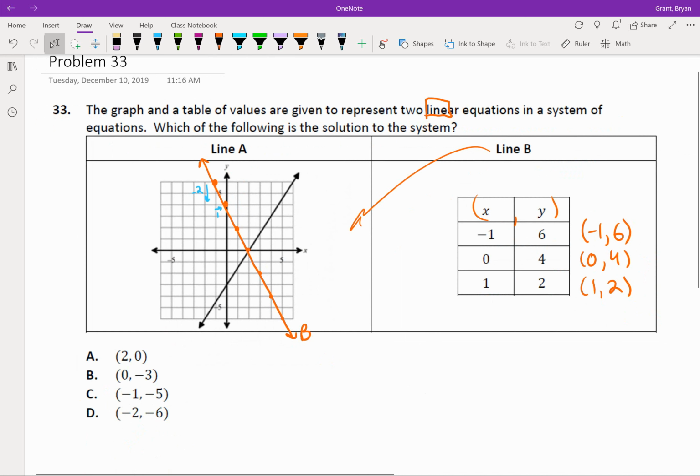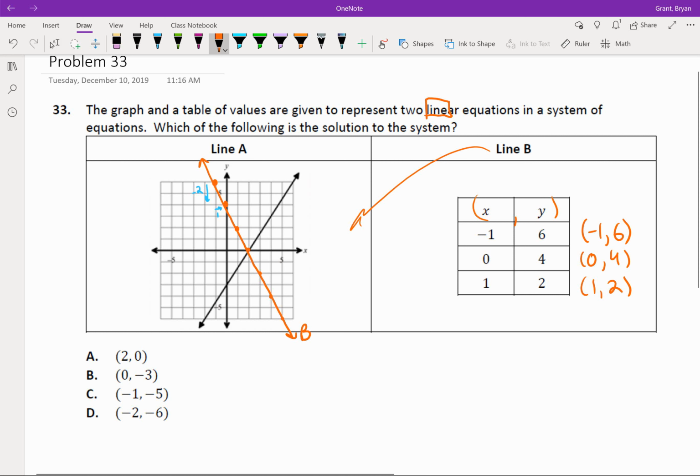Alright, now what are we trying to do here? The graph and the table are given to represent two linear equations in a system of equations. So a system is when we look at both lines at the same time. So that's why it's nice to see them visually. Which of the following is the solution to the system?